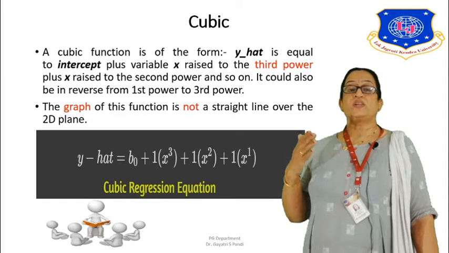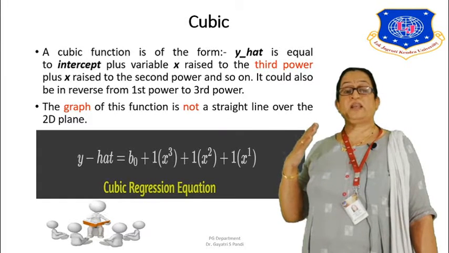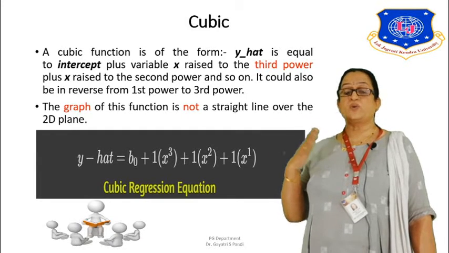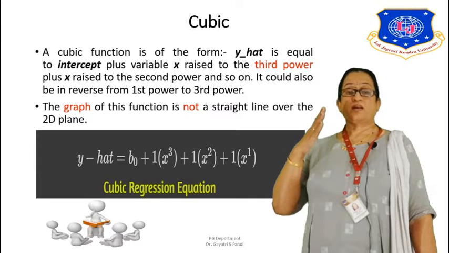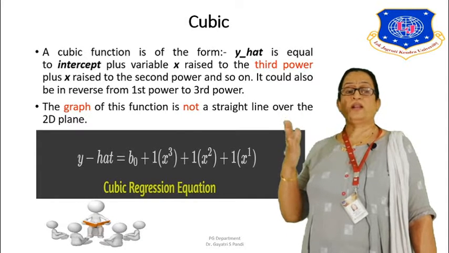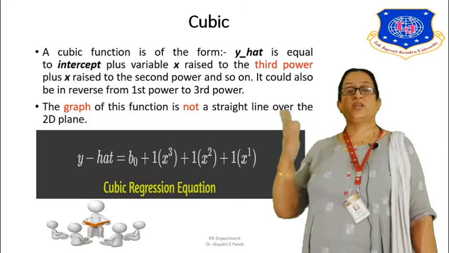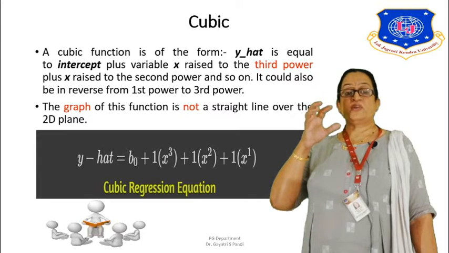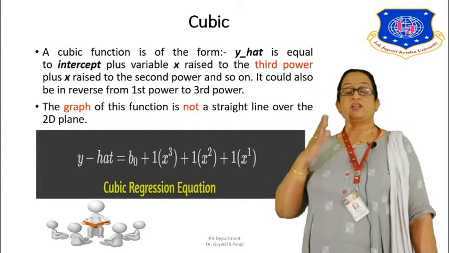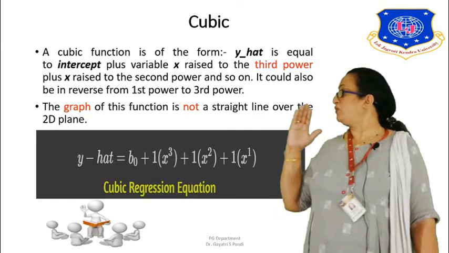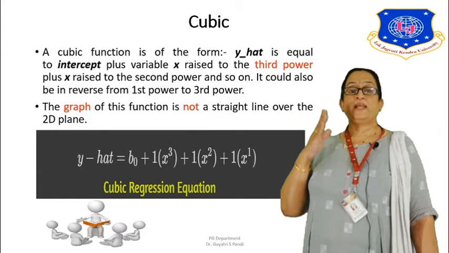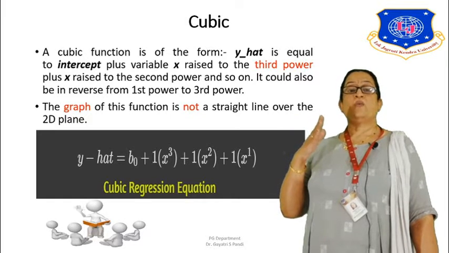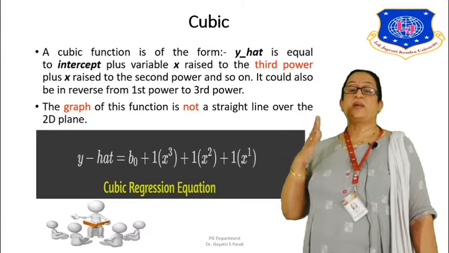So a cubic function is of the form of a coefficient times x raised to the third power, plus x raised to second power and so on. It could have all the powers, x square and x raised to 1 and so on, so they could be in the reverse form also, from 1 to 3 or 3 to 1. The graph drawn for this non-linear expression is not straight. The representation here is y hat equal to b0, where b are the coefficients, plus b1 x cube plus b2 x square plus b3 x raised to 1.